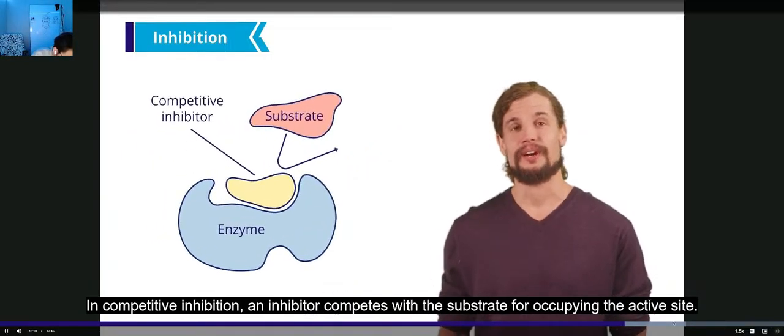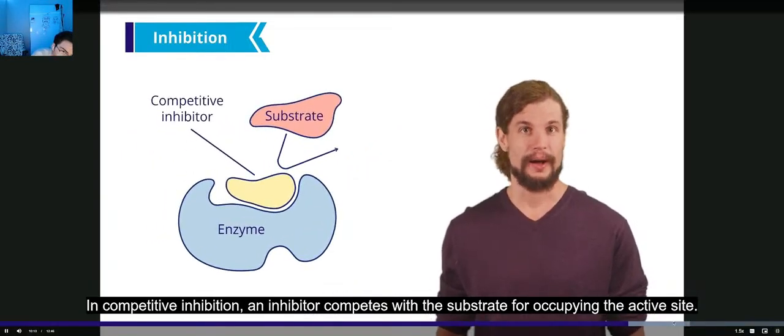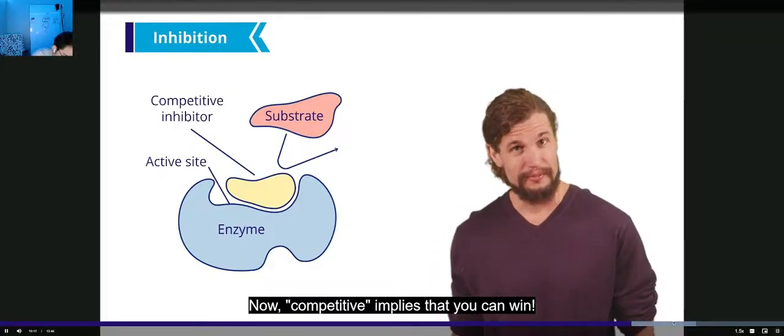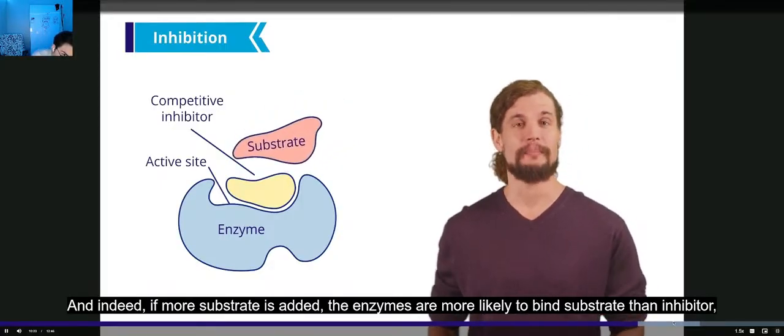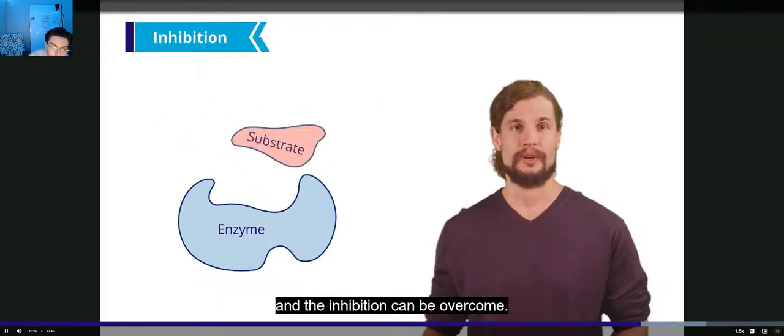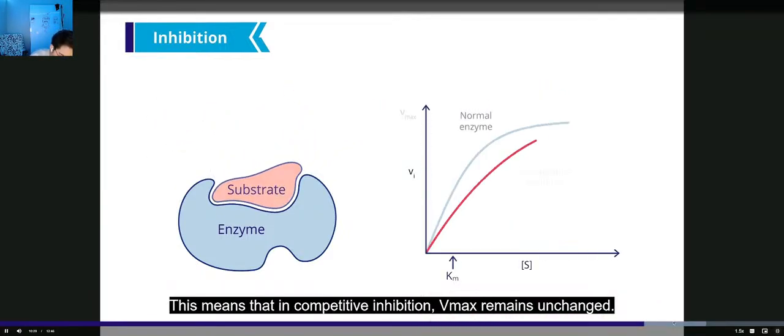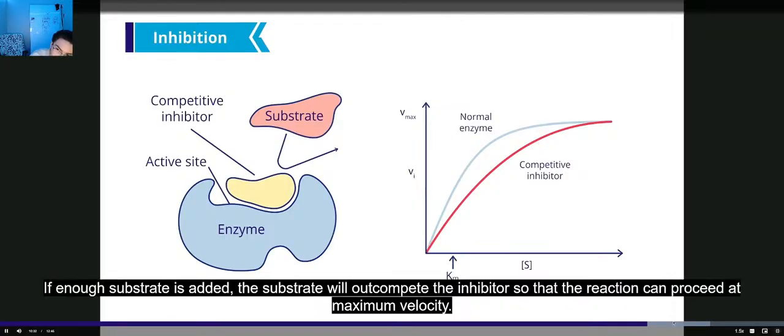In competitive inhibition, an inhibitor competes with the substrate for occupying the active site. Now, competitive implies that you can win. And indeed, if more substrate is added, the enzymes are more likely to bind substrate than inhibitor, and the inhibition can be overcome. This means that in competitive inhibition, Vmax remains unchanged. If enough substrate is added, the substrate will outcompete the inhibitor so that the reaction can proceed at maximum velocity.